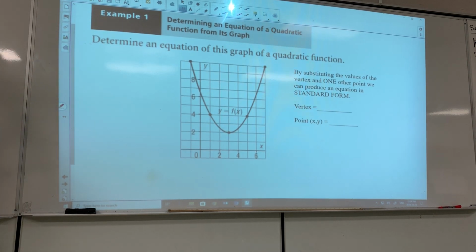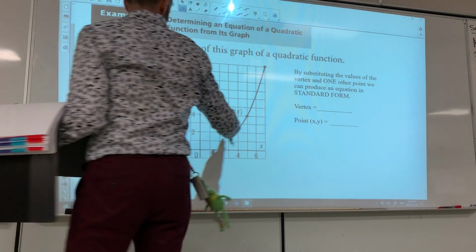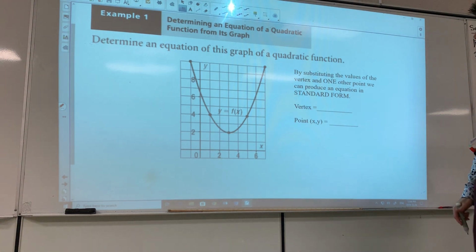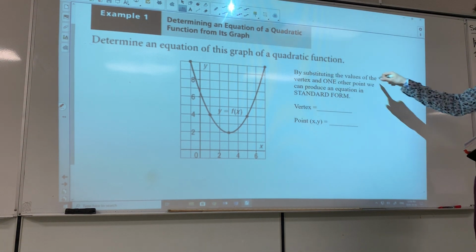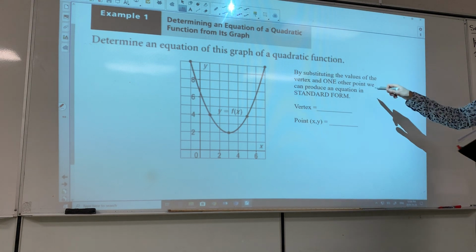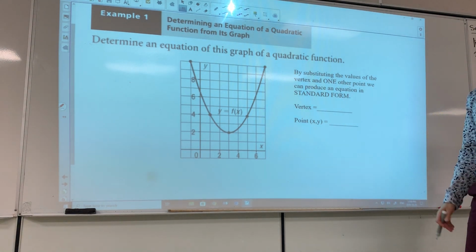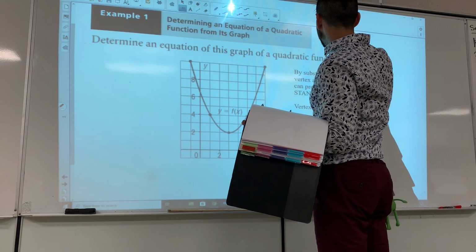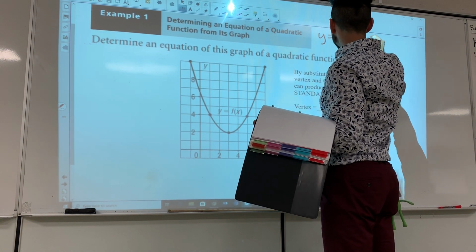This one is determining an equation. We sort of just did it, but we're going to do it again for a different graph. Here's the graph, and I want to know the equation of this parabola in standard form. By substituting the values of the vertex and one other point, we can produce the equation in standard form. I'm just reminding you. Have this handy somewhere.